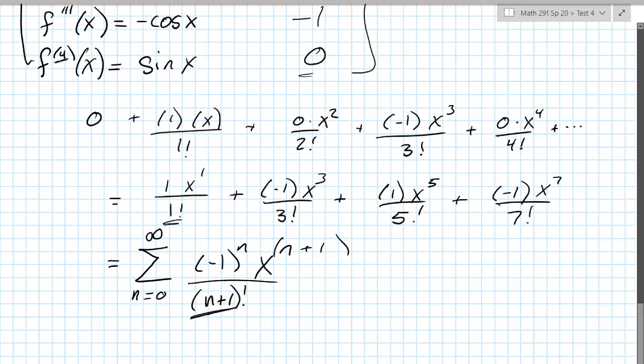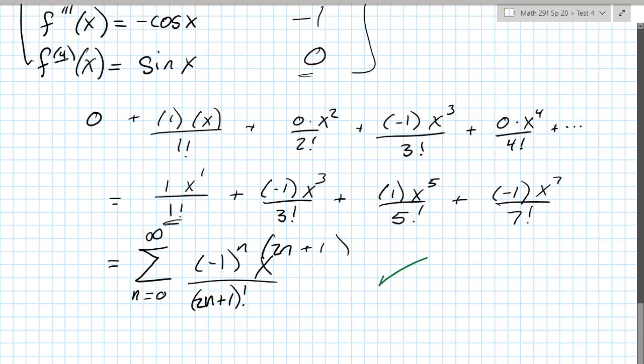I need those n's to count by 2's. So I want 2n here, 2n here. Now, when I think about my powers of n, if n is 0, my first exponent is 1. When n is 1, my next exponent is 3, and then 5, and then 7, and so forth. So now I have what I want. Check.